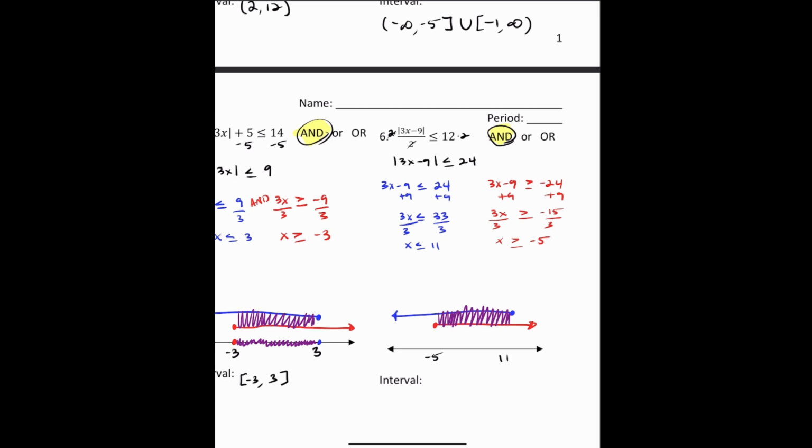All right? So, at negative 5, it's a closed dot, and at 11, it's also a closed dot, and then I'm going to shade like so. So the interval is from negative 5 to 11, and since these two values are included, they both get a square bracket.